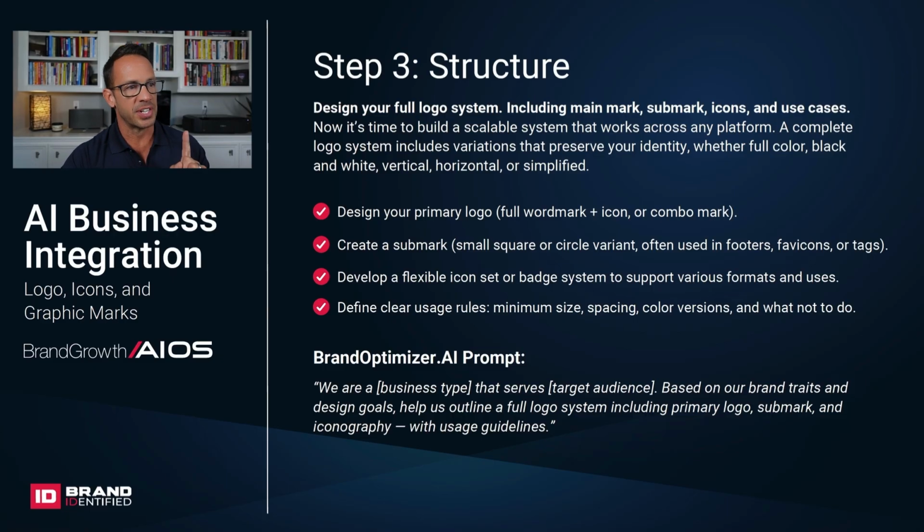So first off, you're going to design your primary logo. This is the full word mark plus an icon, or a combo mark. You're going to create a submark. These are small, square, or circle variants often used in footers, favicons, or tags. And then you would develop a flexible icon set or a badge system to support various formats and uses. And also you're going to define clear usage rules: minimum size, spacing, color versions, and what not to do with your logo brand marks.